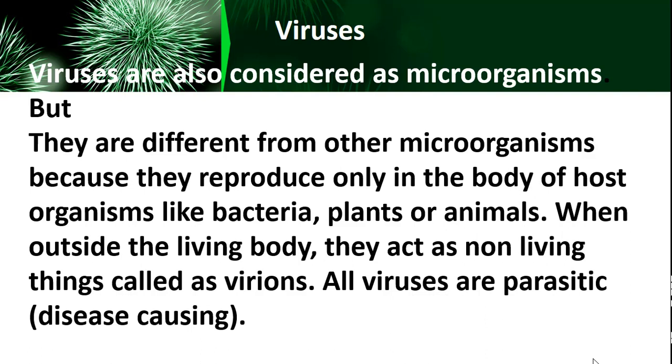One example is bacteriophage. When outside the living body, that is when the virus is on non-living surfaces, they act as non-living things. तब वो non-living thing की तरह act करते हैं, वो reproduce नहीं कर सकते हैं. And at that time they are known as virions. All viruses are parasitic, सारे disease causing होते हैं. But as they behave on different surfaces differently, they are considered to be on the borderline of living and non-living. And that is the reason few scientists don't consider them as microorganisms.